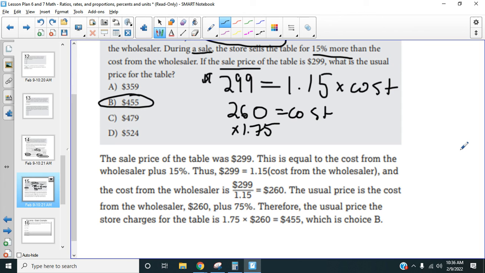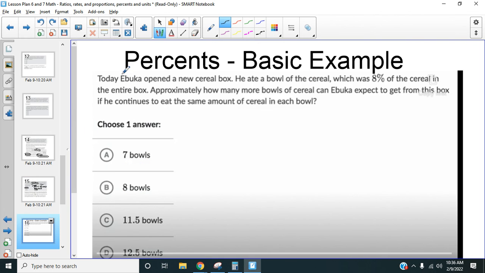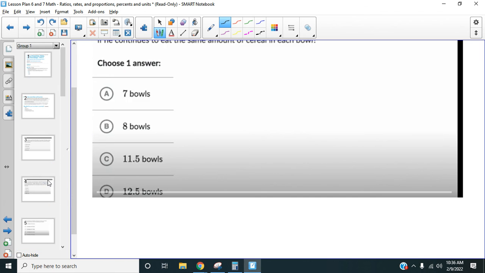Since this is shortened because of the survey, we'll kind of be done for today. All right, no real assignments. We'll get started tomorrow with percents, this basic example and the harder example. All right.